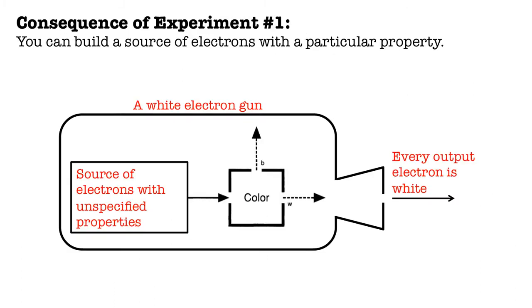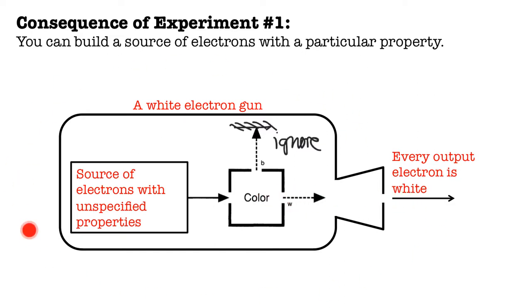A nice consequence of the repeatability of a measurement is that you can construct a set of particles with a known property, so a known value for that property. So for example, let's say we had a source of electrons whose value of color was undefined or unspecified, or we just didn't know what it was. We could shoot those electrons into a color box and look at the output of those white electrons and ignore all of the blue ones. So we ignore all of these, but we transmit all of the white ones.